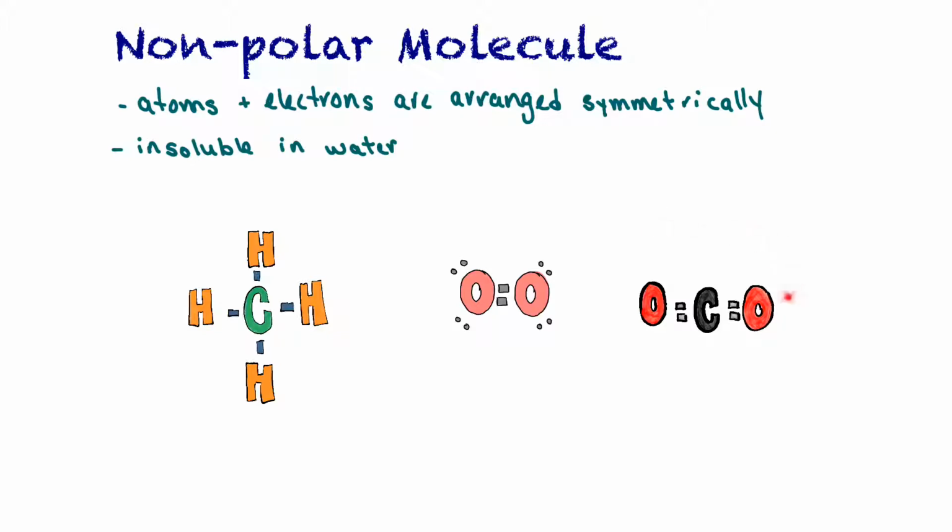And then our third example would be carbon dioxide. Same thing, we have a carbon in the middle, and on either side is an oxygen atom, so it's symmetrically arranged as well. So that makes it nonpolar.